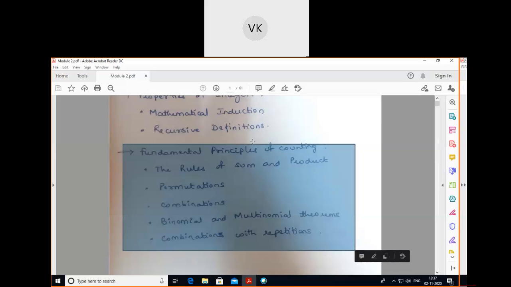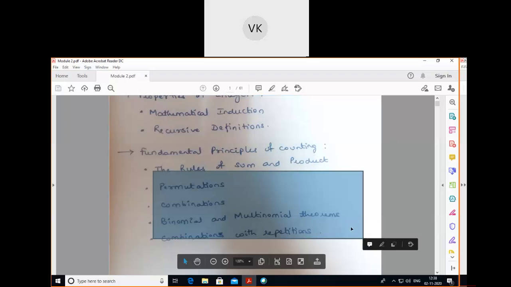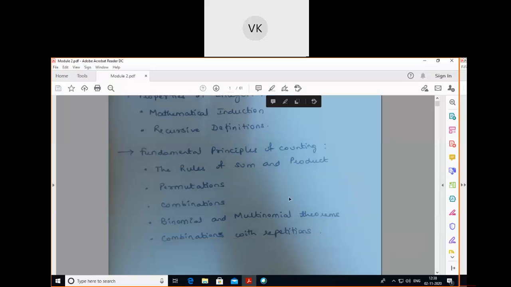From this first chapter, one question is compulsory. From this second chapter also, one question is compulsory. For the remaining one question, either they may ask from this first chapter or from this second chapter.